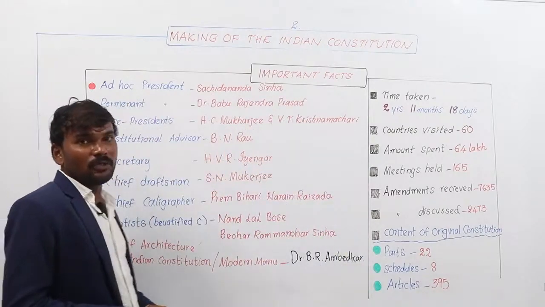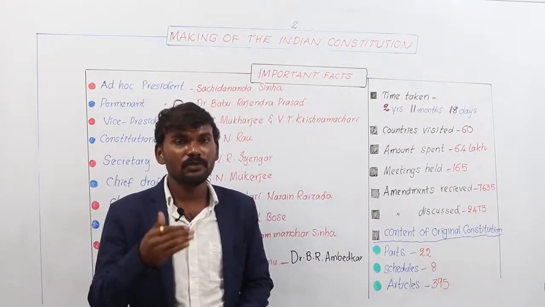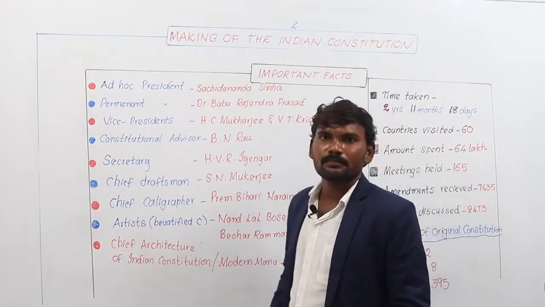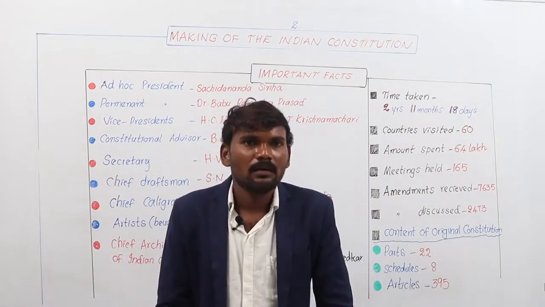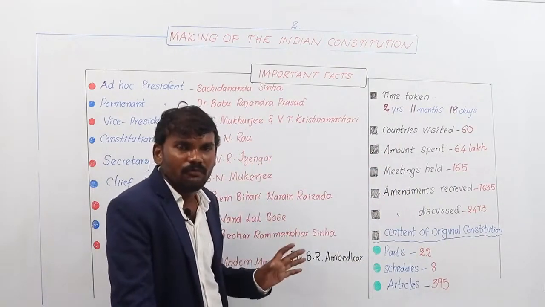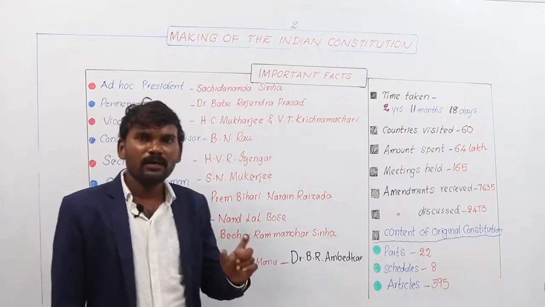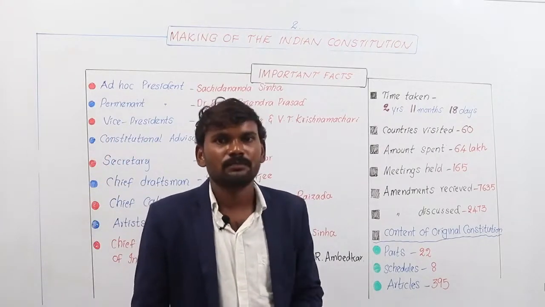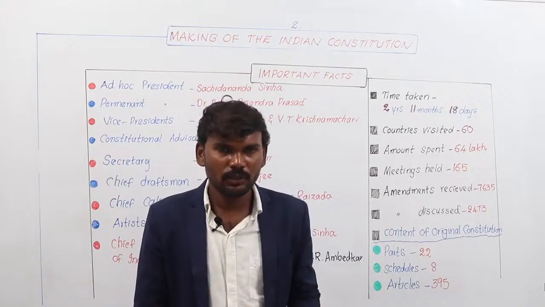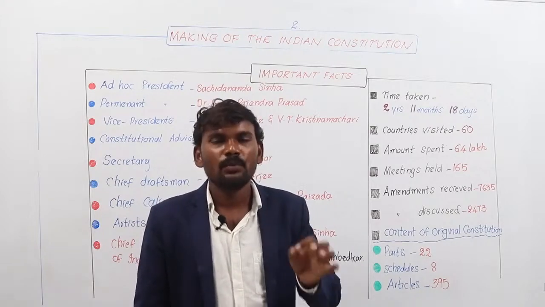Next, the chief architects or fathers of the Indian Constitution are more than one. You know, Dr. B.R. Ambedkar. B.R. Ambedkar belongs to the depressed classes. He headed the drafting committee of the Constituent Assembly. He played a very important role in the making of the Indian Constitution. That's why he is known as the father of the Indian Constitution, or chief architect of the Constitution, or modern Manu.